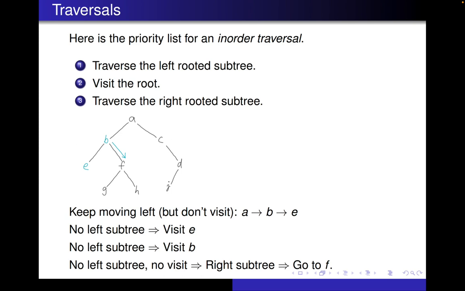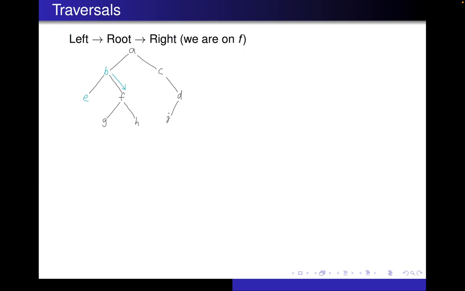And so we're going to go to F. All right, so remember, we've just been to F. We just got to F. We're not going to visit F, even though we just got there. Instead, we're going to go to the left, because that's our first priority, down to G. We can't go left from G, so we're going to visit G. And then we're done with the tree G.